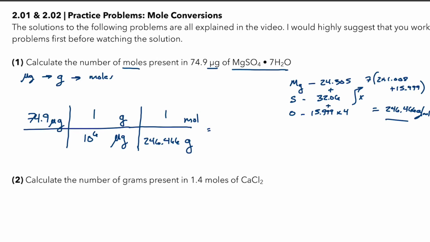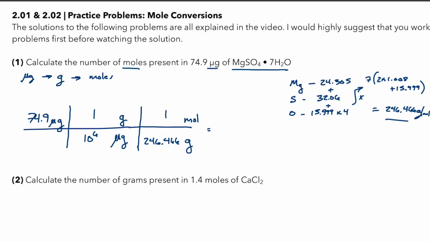Now if I put that in my calculator, that's the same thing as saying 74.9 divided by 10 to the 6th divided by 246.466. Always make sure if you're using division in your calculator that you put them in parentheses just so that you don't get a division error. Now I also want to cover this just in case some people get a little confused on this. Hopefully we've clarified it now.